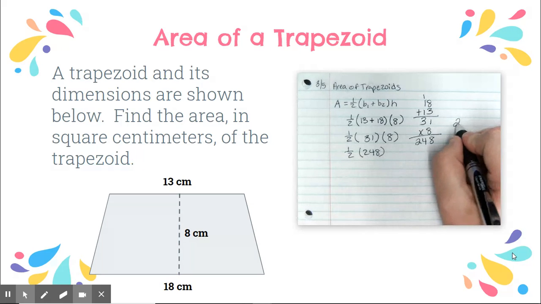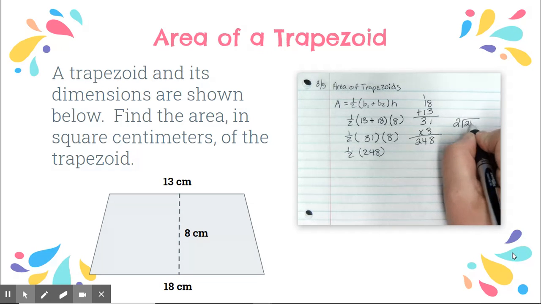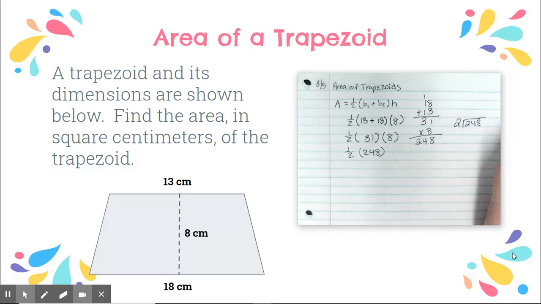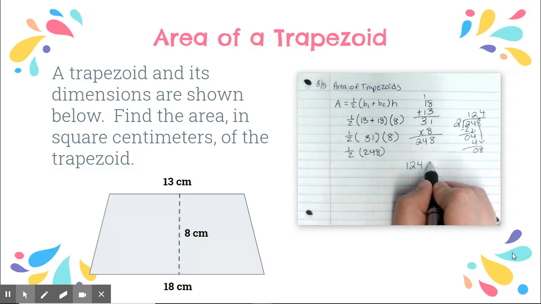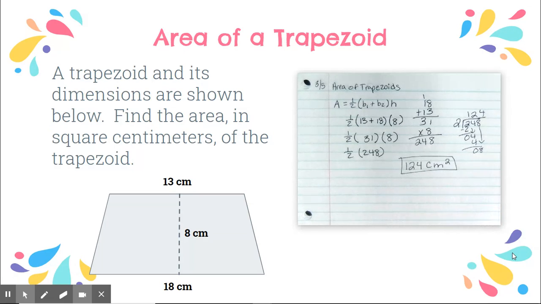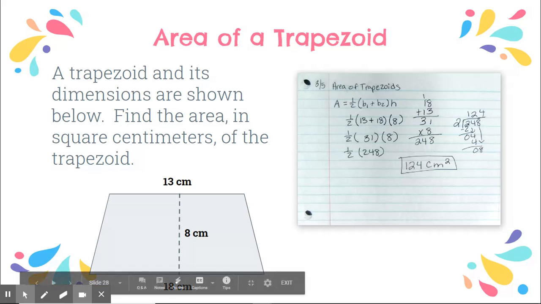2 goes into 248. So 2 goes into 2 once. 2 goes into 4 twice. And 2 goes into 8 4 times. So my area of this trapezoid would be 124 centimeters squared. Okay? And that's all there is to it. It's basically find the things and put the numbers in the correct places. Okay? So let's do one more.